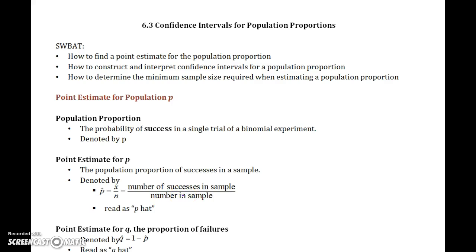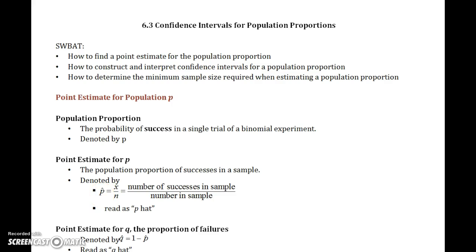So the same way that you would normally get a proportion or a percent is the same way that we're going to get it here for the sample. So it's the number of successes in the sample over the number in the sample. We are going to read this as P hat. P hat. That's how that's said.